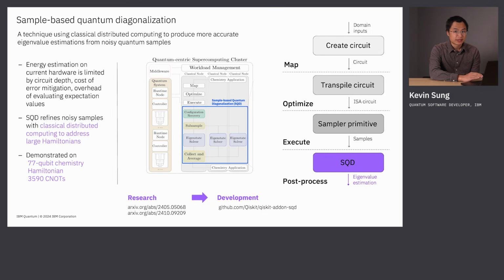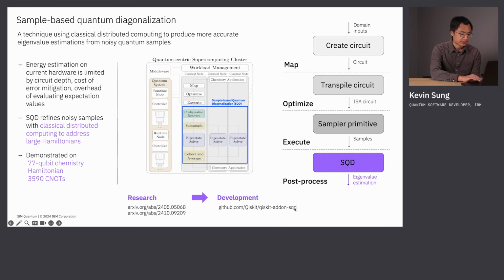So we've implemented the SQD algorithm as a Qiskit add-on. Qiskit add-ons are open source extensions to Qiskit, implementing various research tools, which we hope you'll find useful. I'm also showing here the link to the research papers on SQD, as well as the GitHub repository, where you can find the source code for our implementation.